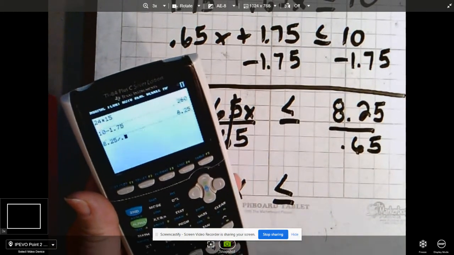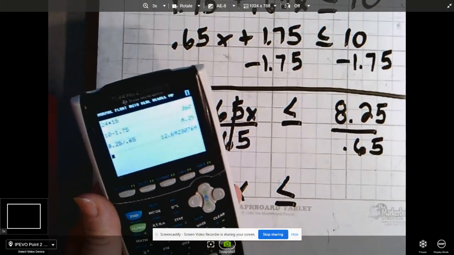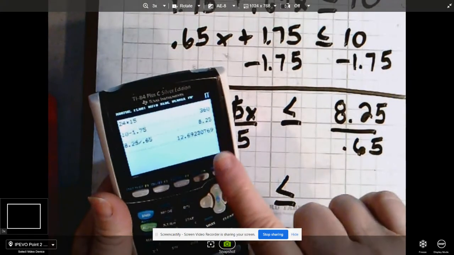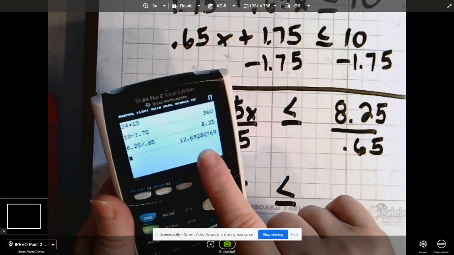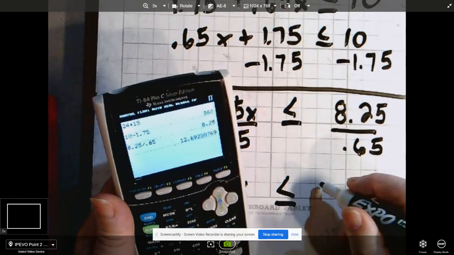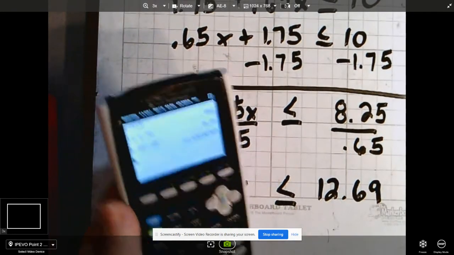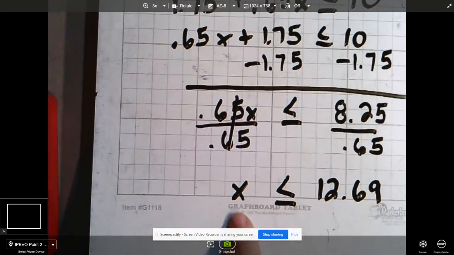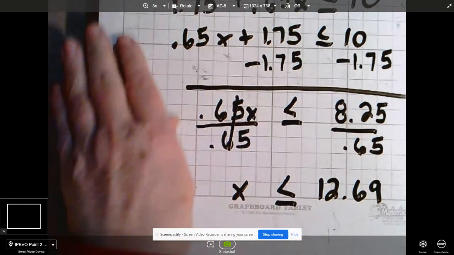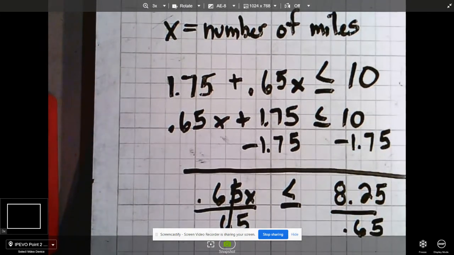8.25 divided by 0.65 will give me a long decimal number, but I'm talking about money, so I'm going to round to 2 decimal places. If I'm rounding to 2 decimal places, I'm going to look at the number next to the 9. It's a 2, so I'm going to keep the 9. So 12.69. So I know x has to be less than or equal to 12.69, which means that's the number of miles that Dominic can go if he wants to have at least $10 left.